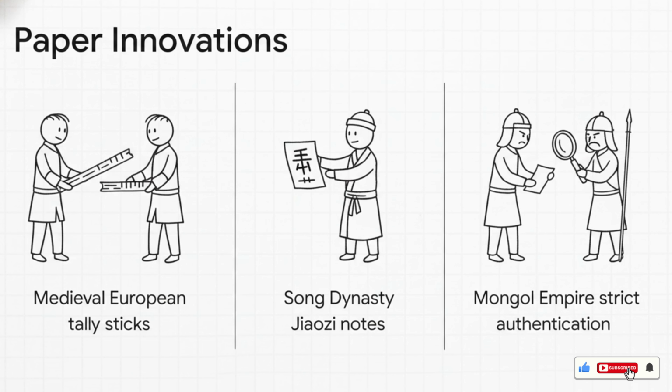So, different cultures brilliantly innovated their way out of this heavy metal problem. In medieval England, they used split wooden tally sticks to record debts. The Chinese Song dynasty introduced jiaozi, which is widely considered one of the first true paper currencies.